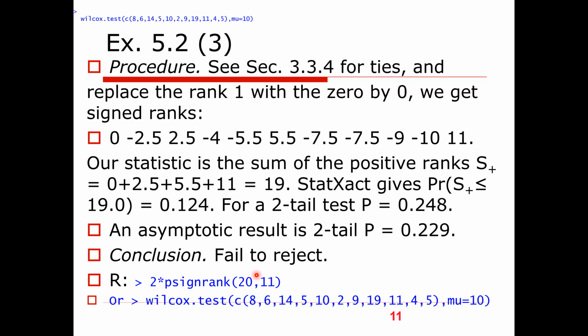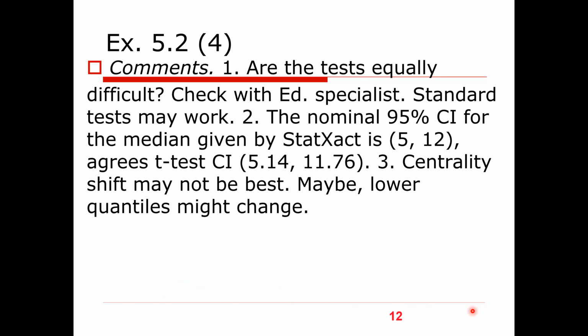So we need to use 19 to +1, and this is 20. Or we can use the Wilcox test in R and define the data set. We can just give the difference data set instead of the ranks or assigned ranks, and then give the hypothesized median here. All right, so based on that, we have some comments. The textbook made some comments as usual.